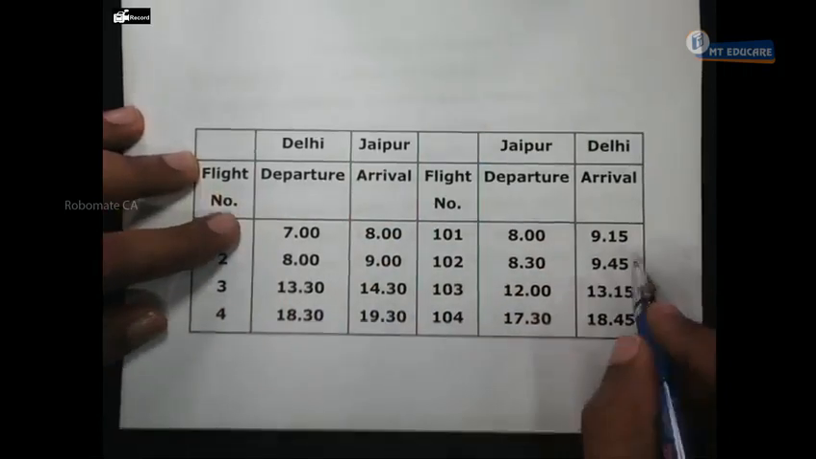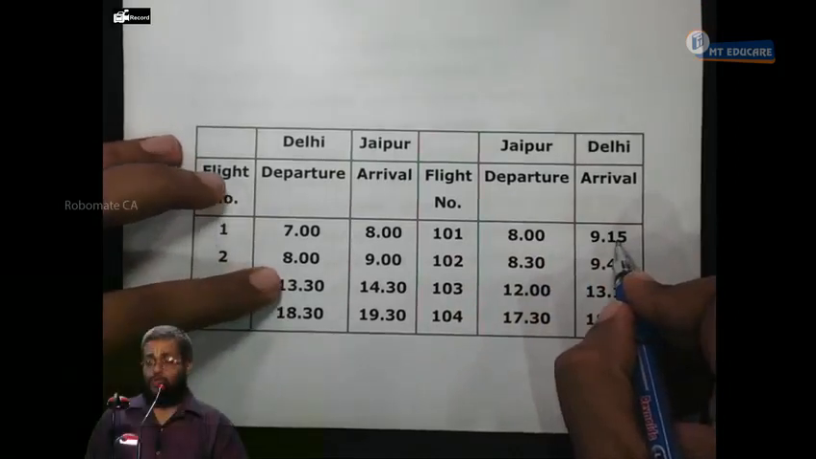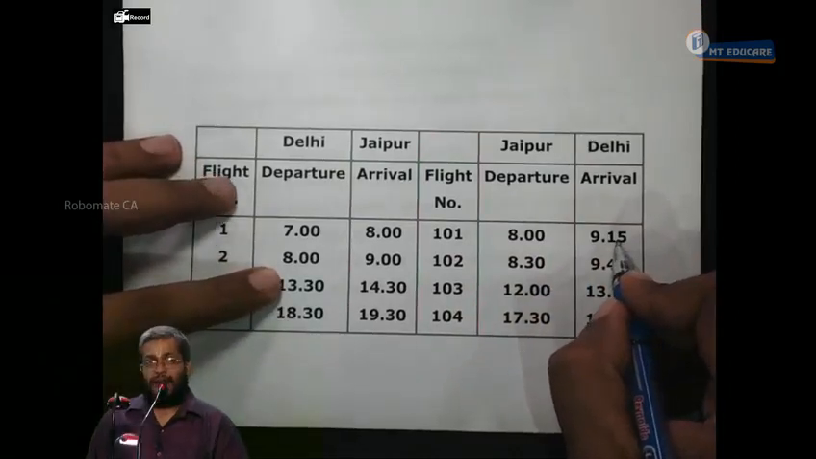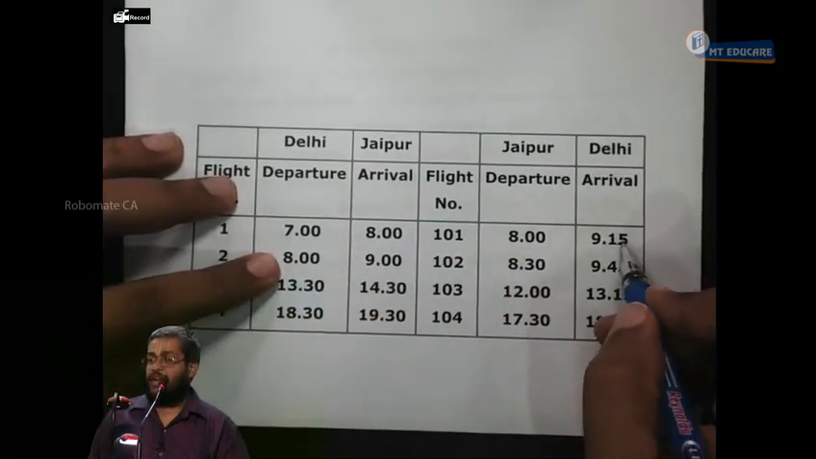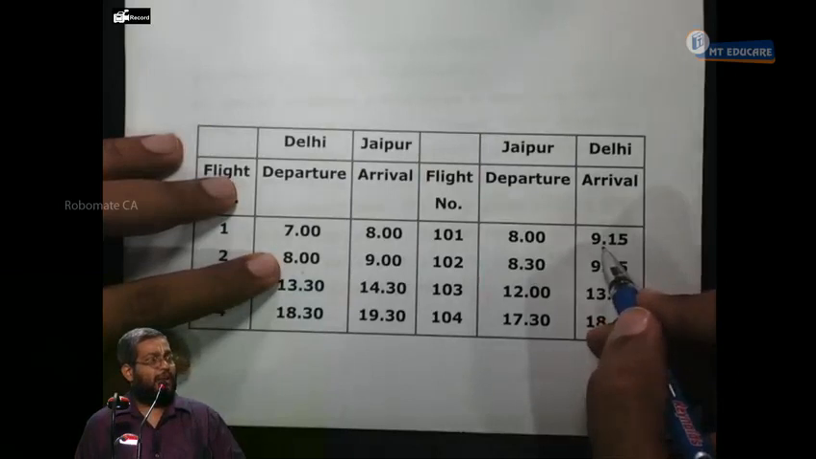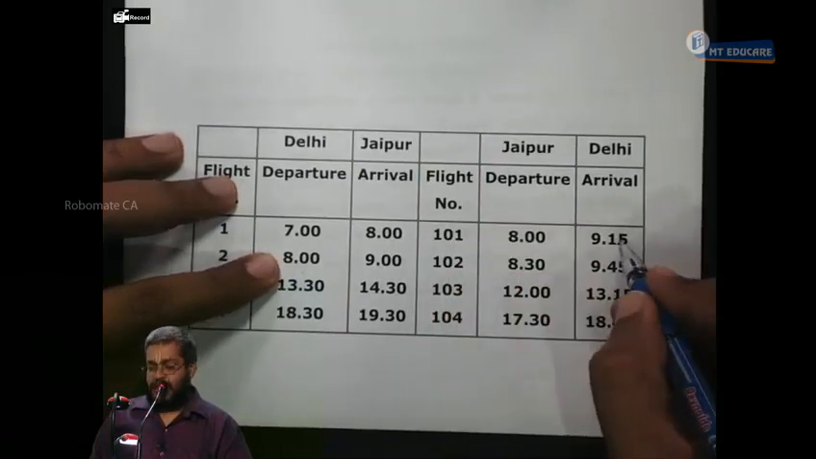Now suppose 101 reaches Delhi at 9:15 and I pair flight 2, which starts from Delhi at 8 o'clock. It should be today's 9:15 to tomorrow 8 o'clock; that should be the layover time. Respond, yes or no?